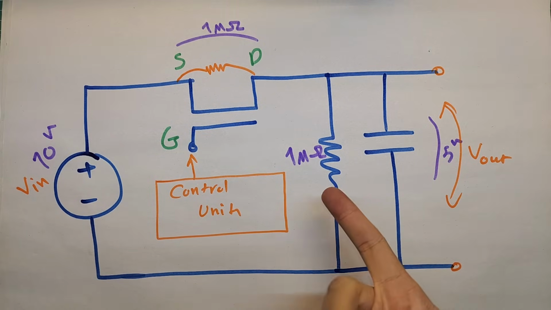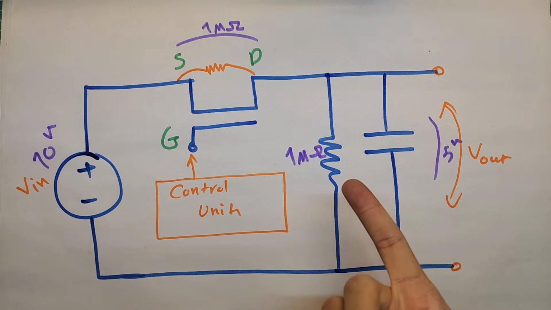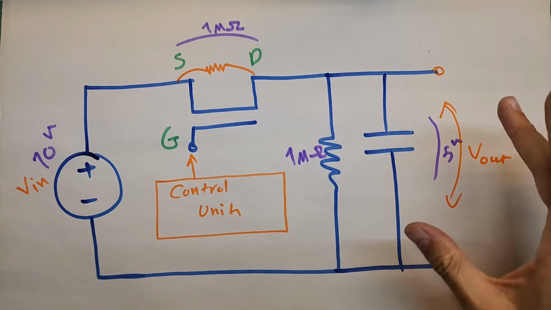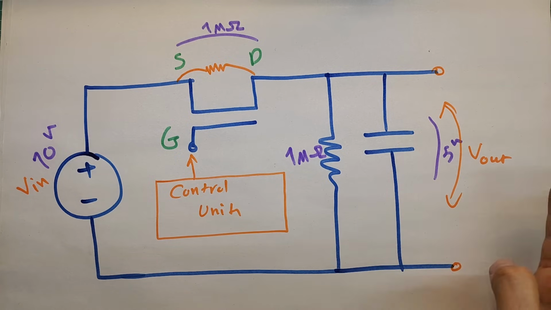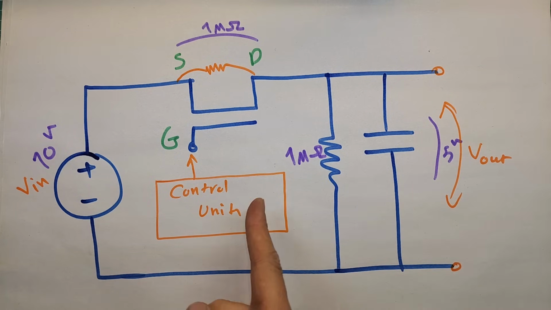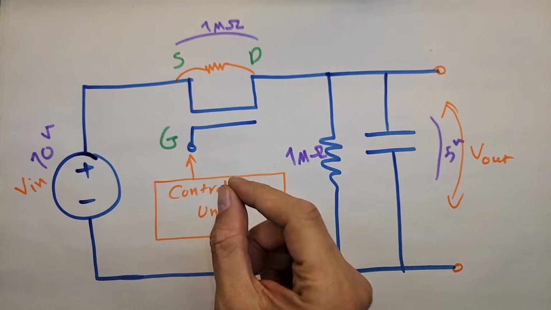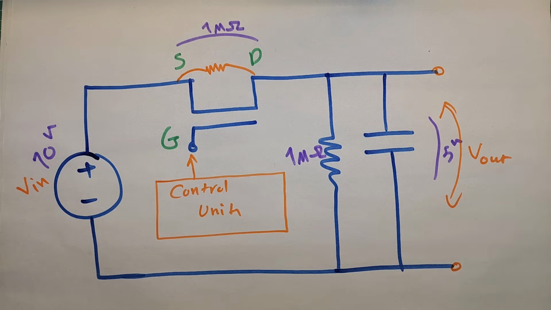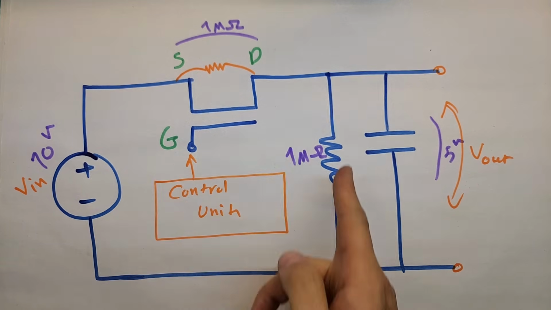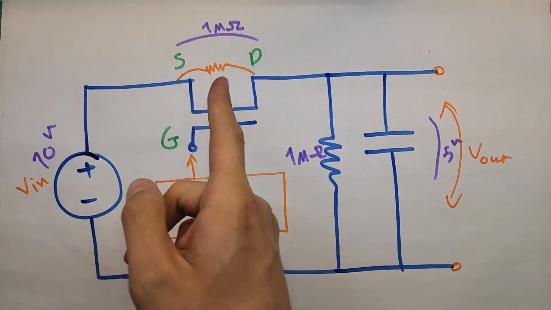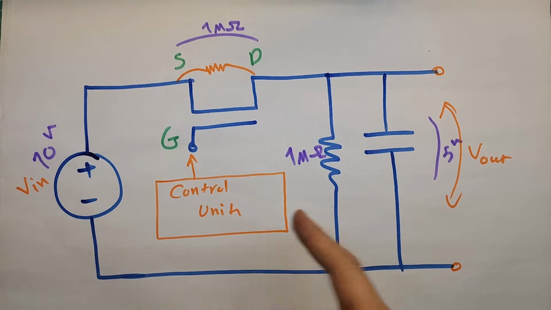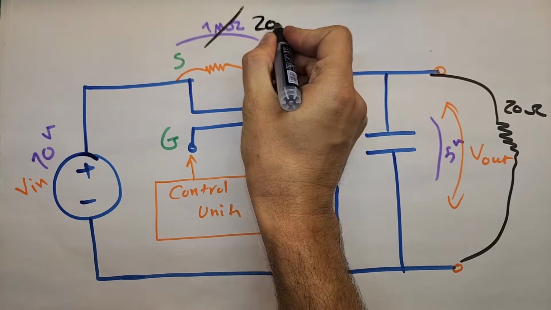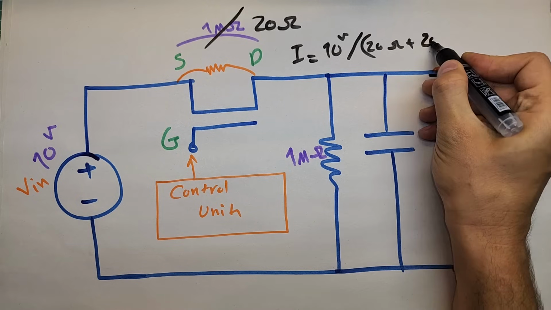There is a constant and high value resistor here at the output, say 1 megaohm for example. Suppose that there is no load at the output, so the control unit will adjust the resistance of this resistor to 1 megaohm and this will produce 5 volts at the output. Look, there are two resistors with the same resistance and this will halve this 10 volts and generate 5 volts at the output. Now suppose that a 20 ohm resistor is placed at the output as load.